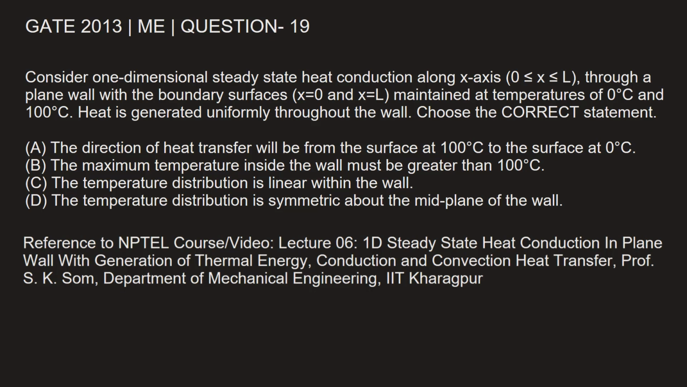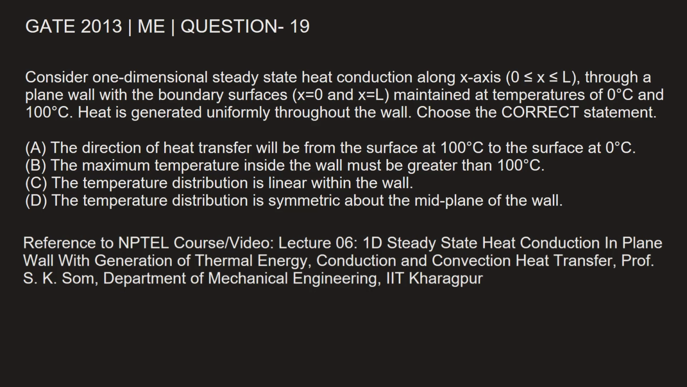This question is from GATE 2013 Mechanical Engineering paper, question number 19. Consider one-dimensional steady-state heat conduction along x-axis, where x is from 0 to L, through a plane wall with the boundary surfaces x equal to 0 and x equal to L, maintained at temperatures of 0 degrees Celsius and 100 degrees Celsius. Heat is generated uniformly throughout the wall.